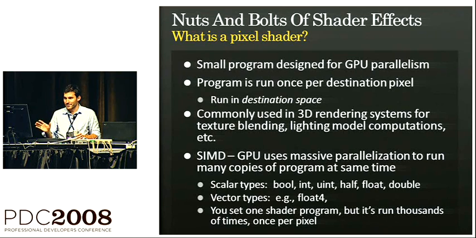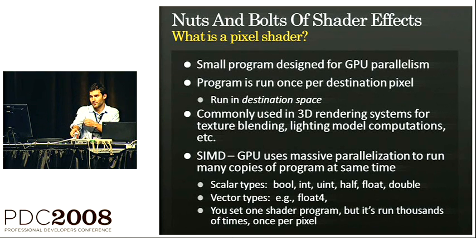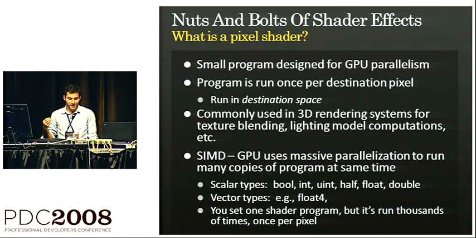What a pixel shader is basically is a tiny program that's run by the GPU, and it's designed for maximal parallelism on the GPU. It's a program that's run once per destination pixel on your screen, and it's run in destination space. So when you're drawing something on the screen, there's actually a little pixel shader program running for each pixel that's drawn on the screen. They're typically used in 3D rendering systems. They're used in games a lot. They've been around for years. It's only a recent advent that they're being used for desktop applications, and we're blazing the trail with a lot of this stuff.